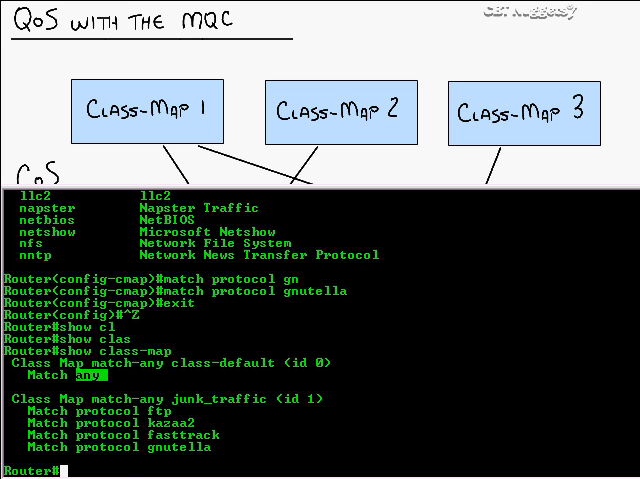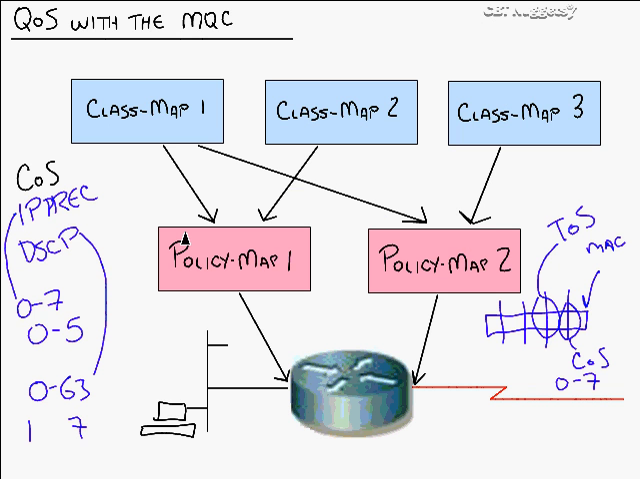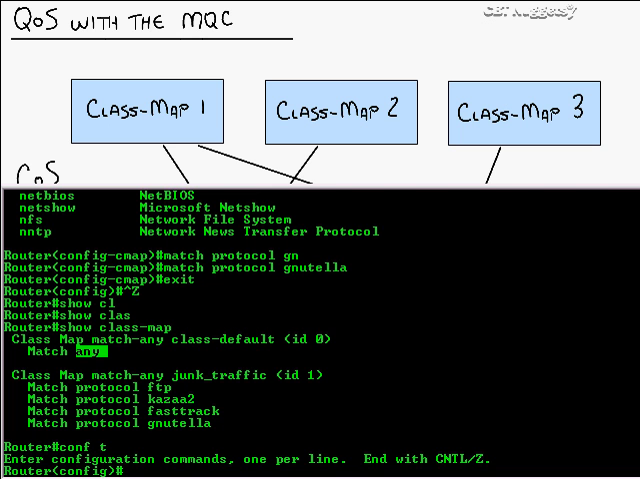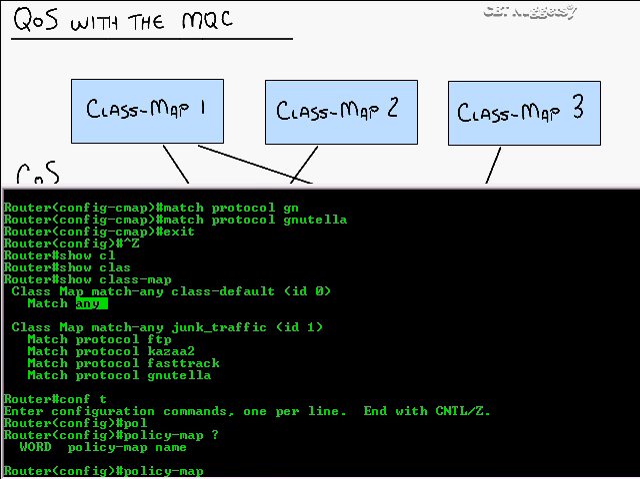But now I need to mark it. I've classified it, but it doesn't do anything with that traffic. It just says, you fit this class, good for you. To mark it, I need to go down to the second phase of this, the policy map. I'm going to jump in here and I'm going to type in policy map, and we type in a name. Let's name it marking.